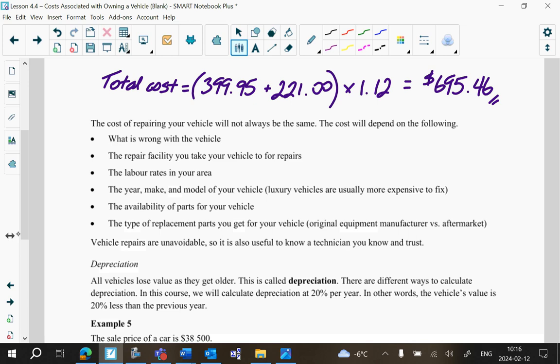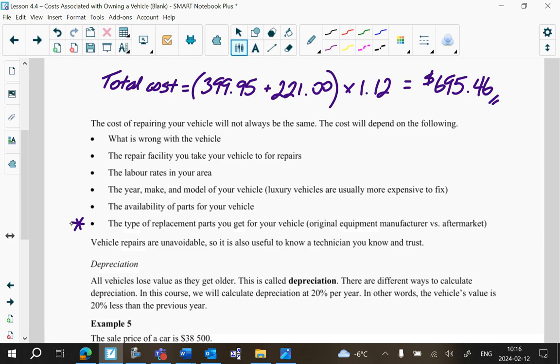But another big thing here, something that you might want to be aware of, it's the type of parts that you get. There are two types of parts. Original manufacturer, okay, versus aftermarket. Original equipment is built by whoever built the car. So if you buy a Hyundai, and if you go to a Hyundai dealership, they're going to use Hyundai parts, okay?